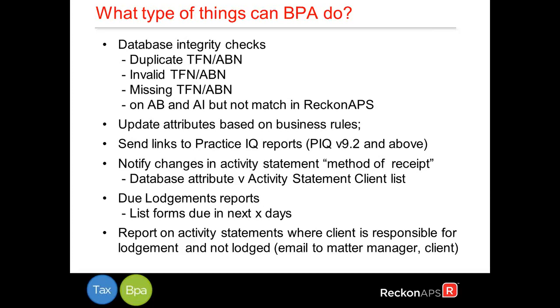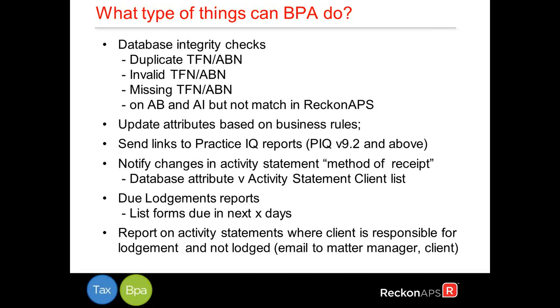It saves you the hassle of going through and determining who they are. The moment those AB and AI reports are received, BPA can trigger an alert and say, hey, of the 100 I received, 20 of them I can't match. And that report can go to the relevant person internally to act upon.